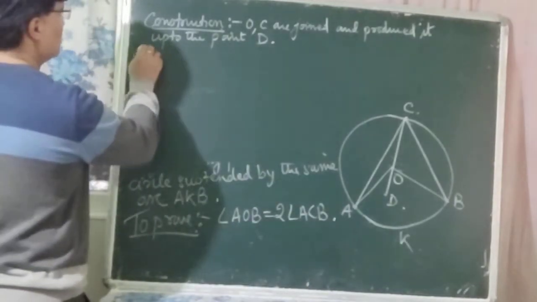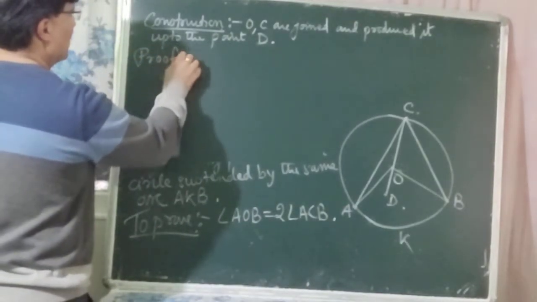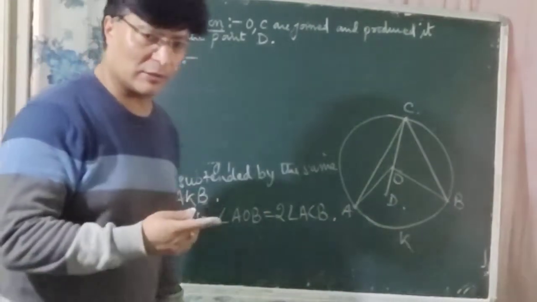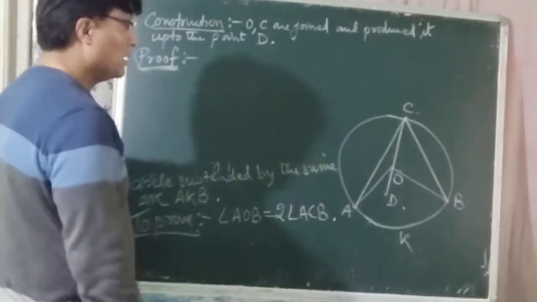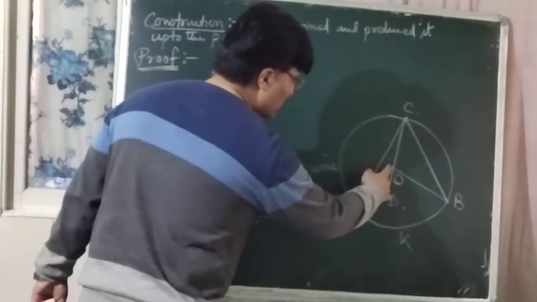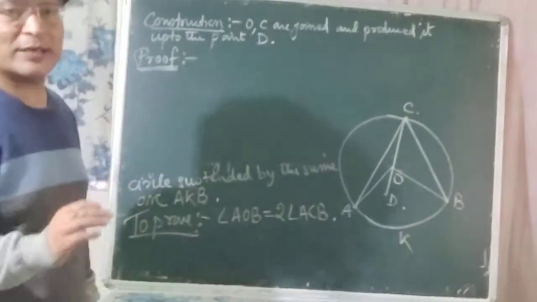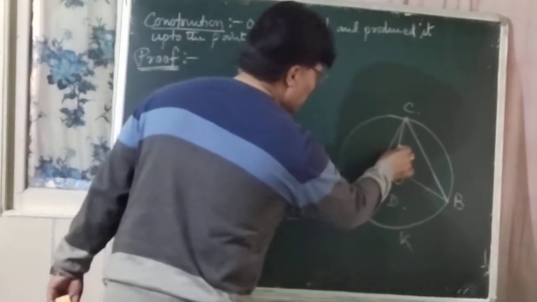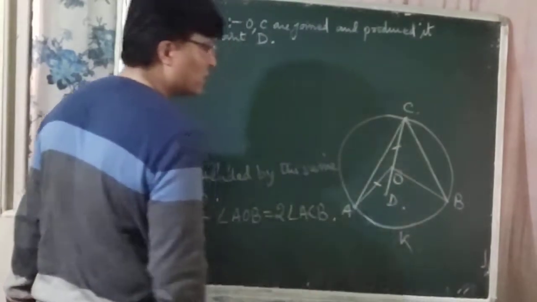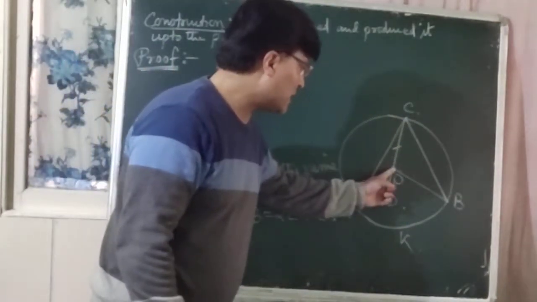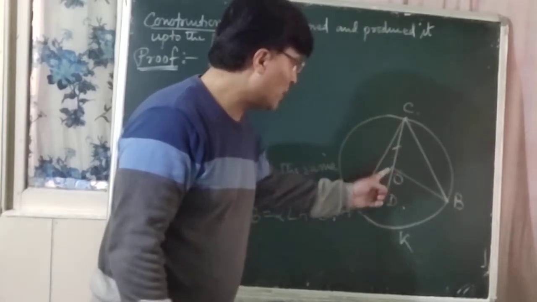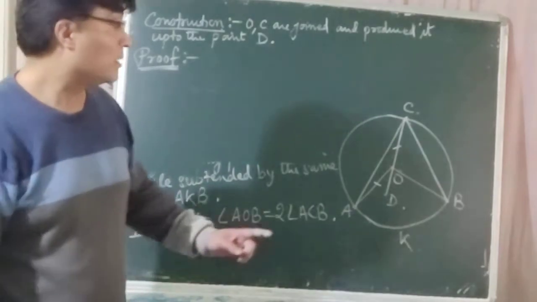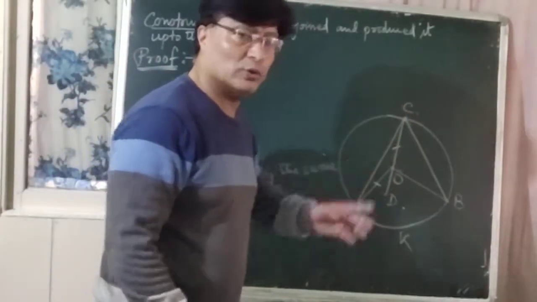Now we'll do the proof part. Now we prove angle AOB is equal to twice angle ACB. So how do we prove it? Now this is a triangle OAC. This OAC is a triangle, isn't it? In this triangle OAC, these two sides are equal. How are they equal? These are the radii of the same circle. OA and OC are the radii of the same circle. That is, OA is equal to OC.